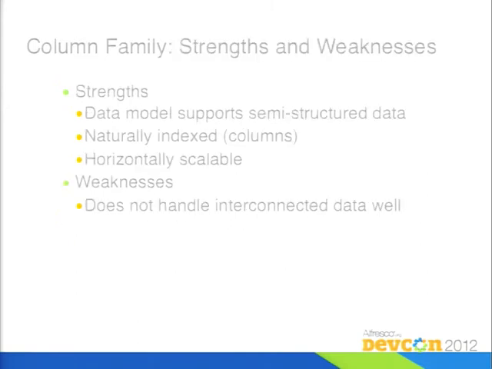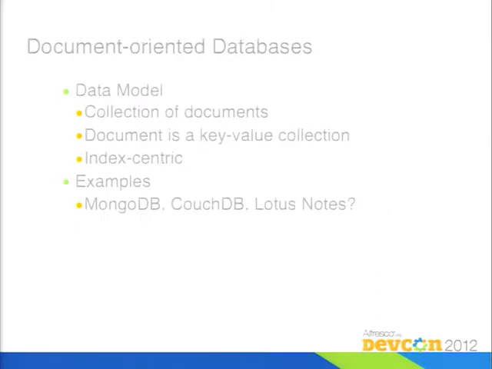A few of the strengths and weaknesses of column family stores. Data model supports semi-structured information. They're naturally indexed, horizontally scalable, just like key value stores. Another weakness is that it does not handle interconnected data very well. So you're kind of starting to see a trend here with the interconnected data, and that's just because I'm biased towards graph databases. So now we come to the more popular document databases.